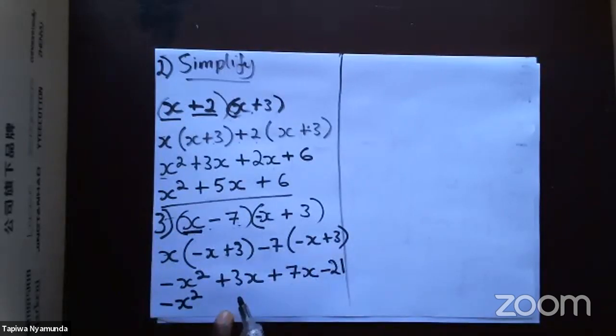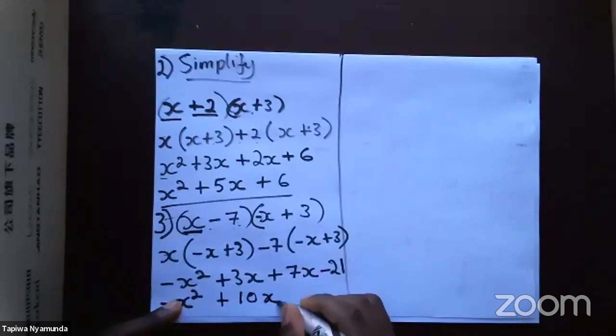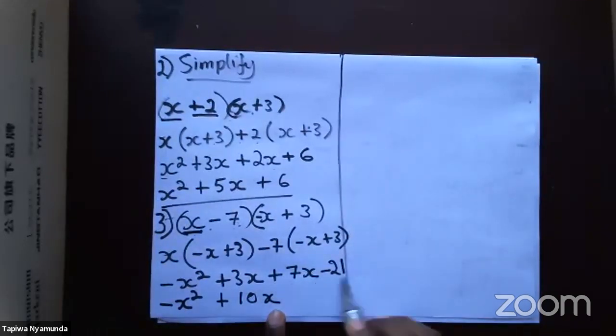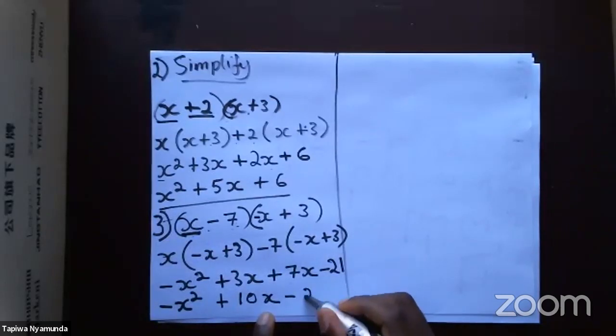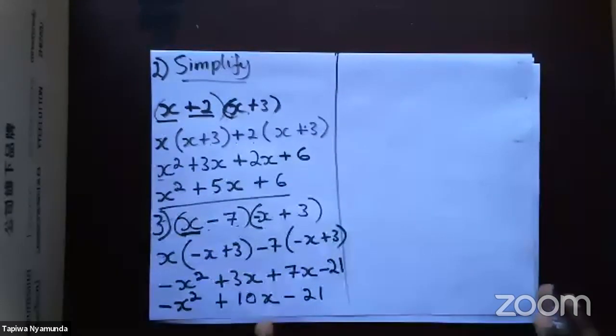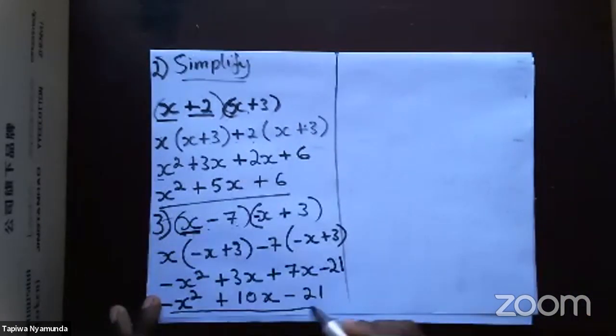That operation is saying plus 3x plus 7x. What am I going to get? Plus 10x. Is there any number that is numerical that doesn't contain an x? I'm going to have negative 21. Like that. I have simplified the question.